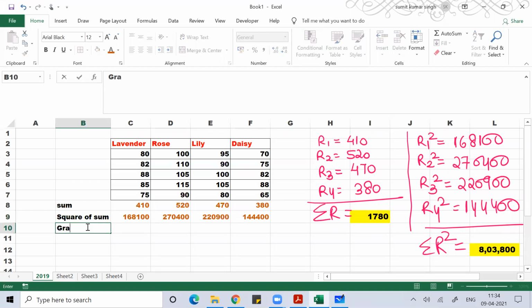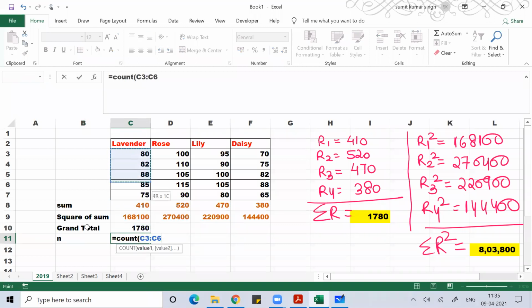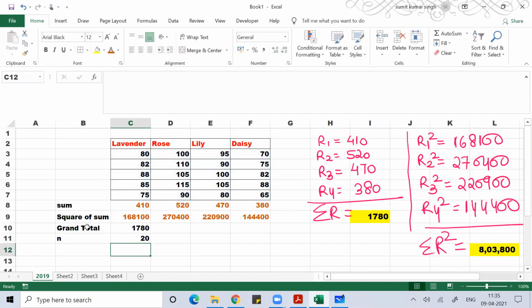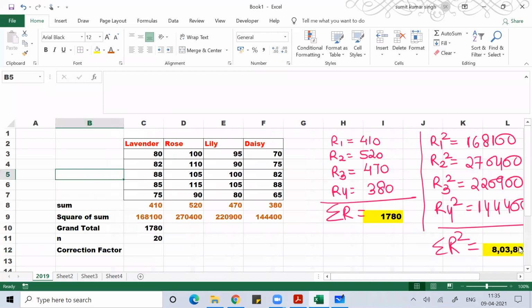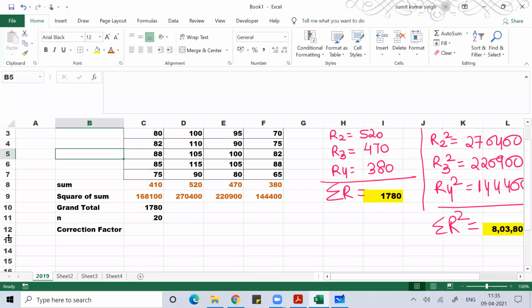So your grand total is 1780. And the total number of data is how much? 20 data are there. So you can find the correction factor. I told you the formula of the correction factor. What is the formula?